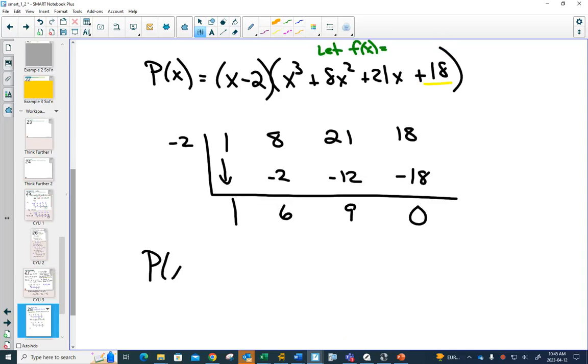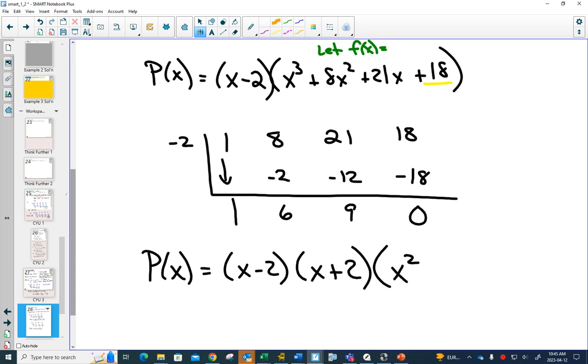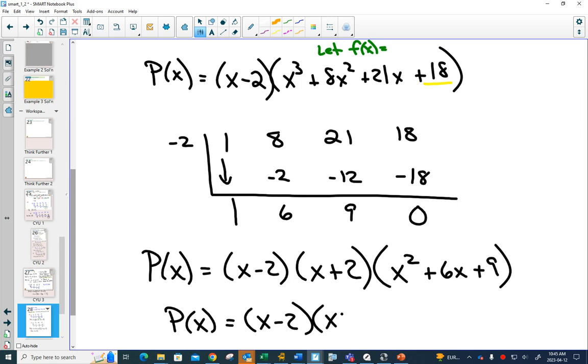When I write my division statement, I can write my division statement for p of x. I still have x minus 2 taken out, and now I'm going to have an x plus 2, and what am I left with is x squared plus 6x plus 9. And once you get down to a quadratic equation, you see if you can factor that one just directly, and it works out to x plus 3, x plus 3. So this is factoring this one completely.